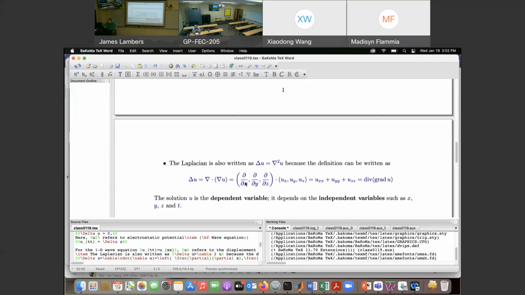Well, here we're not literally multiplying. We're applying the differentiation operator to ux. So we have the derivative of ux with respect to x, which would be uxx. Applying this to uy gives us uyy. Applying this to uz gives us uzz.